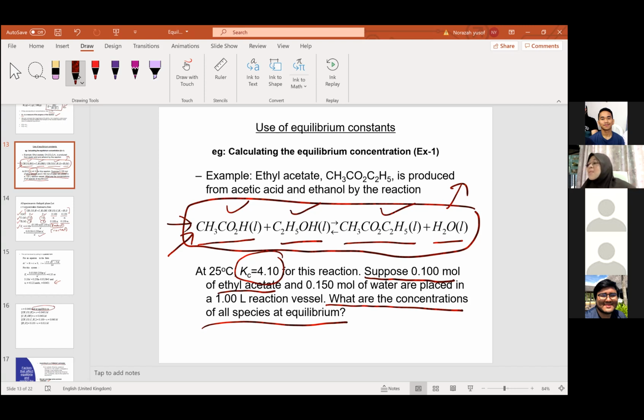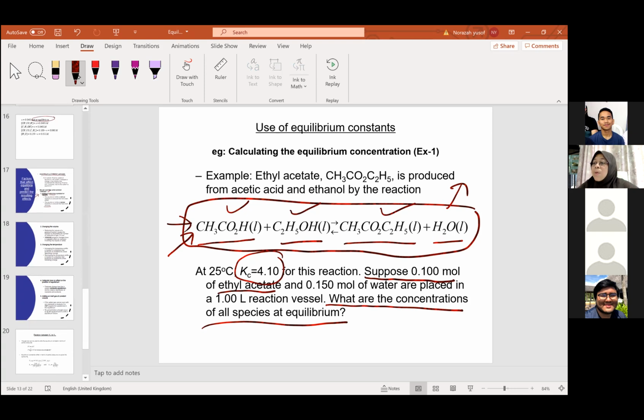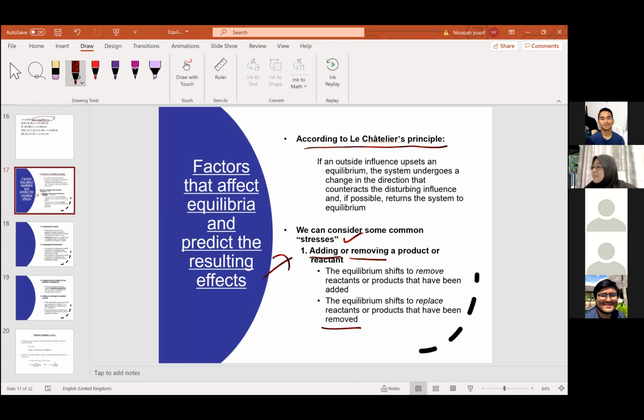So sometimes the question will give you scenarios. What happened to the reactant? What happened to the product? Whether the equilibrium will be shifted to the left, so that more reactant will be produced, or shifted to the right, so that more product will be produced, to recover what has been interfered with. So that is for adding or removing.